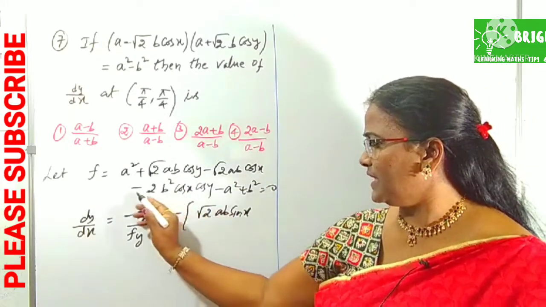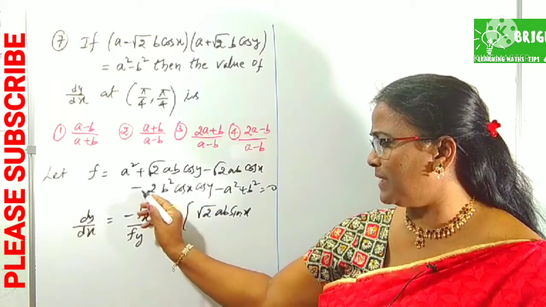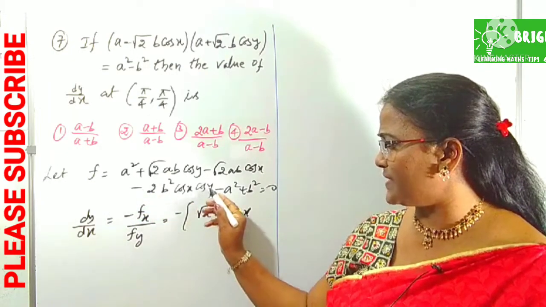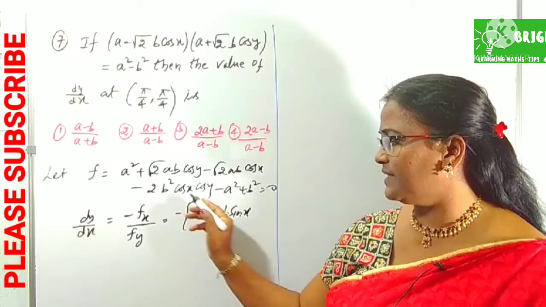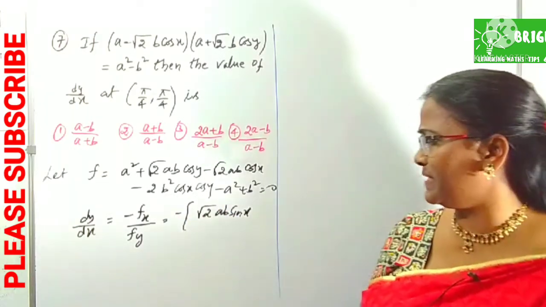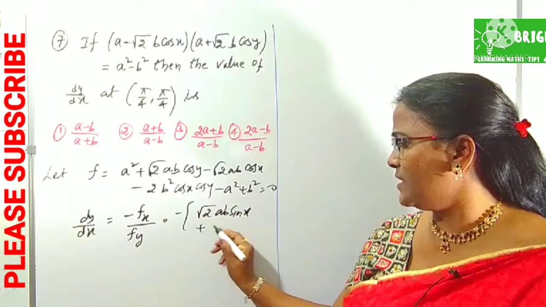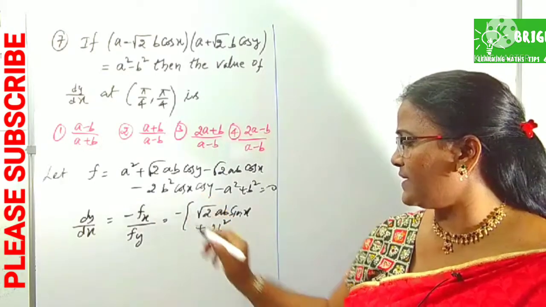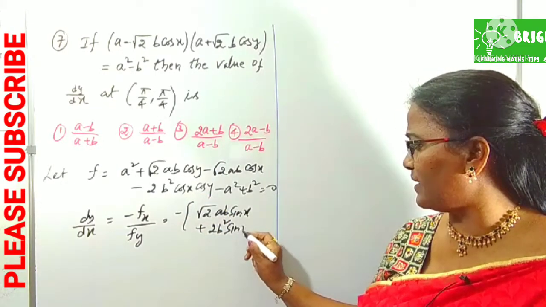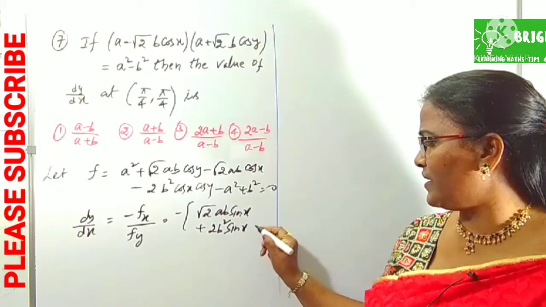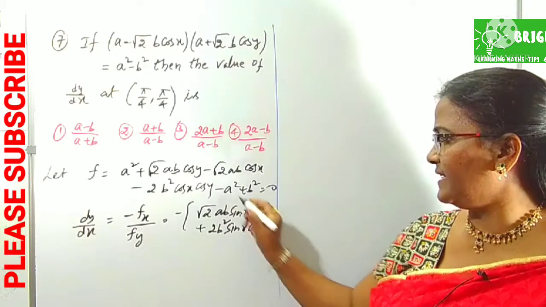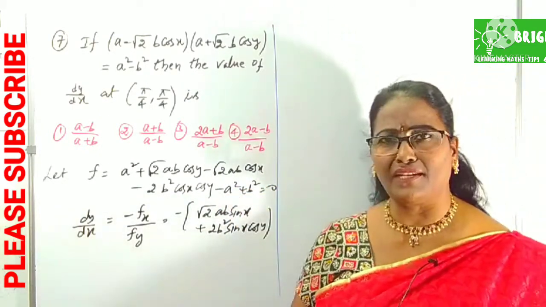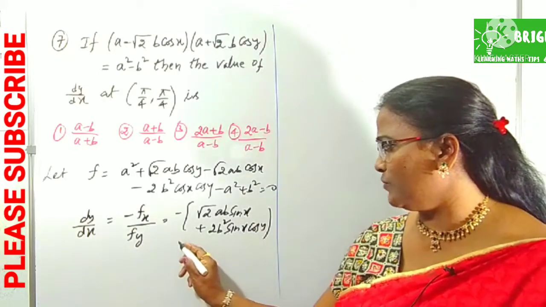Now the next, third term: here minus 2b square is constant, and cos y is also constant. We have to take the derivative of cos x, which is minus sin x, so it becomes minus or minus plus 2b square cos y sin x. The minus I have already taken here, and cos y is constant as it is. The remaining terms, a square and b square, are 100% constants. No need to worry about that one.